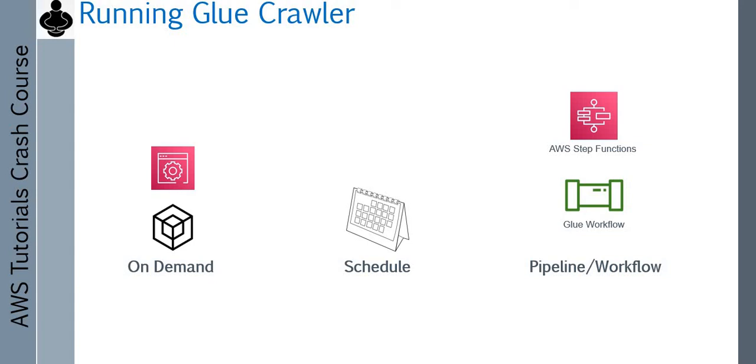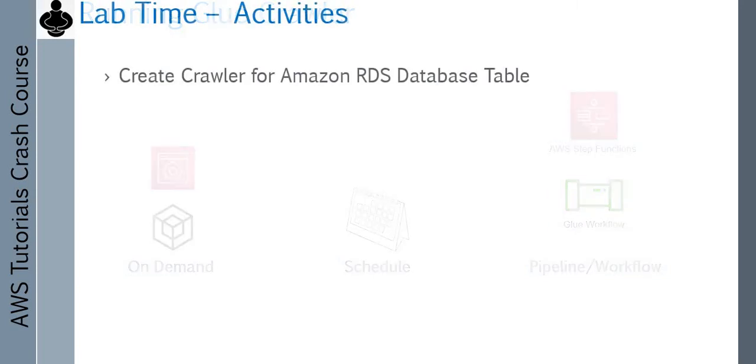The last one is you can also run your Glue crawler as a part of your pipeline or workflow. If you're creating an ETL pipeline where you want to ingest your data, then crawl that data, then transform your data and then crawl again, you can also configure the Glue crawler as a part of the pipeline. There is an upcoming module which talks about how to configure a pipeline, and there we will use the Glue crawler with the pipeline. But these are the three methods you can use to run your Glue crawler.